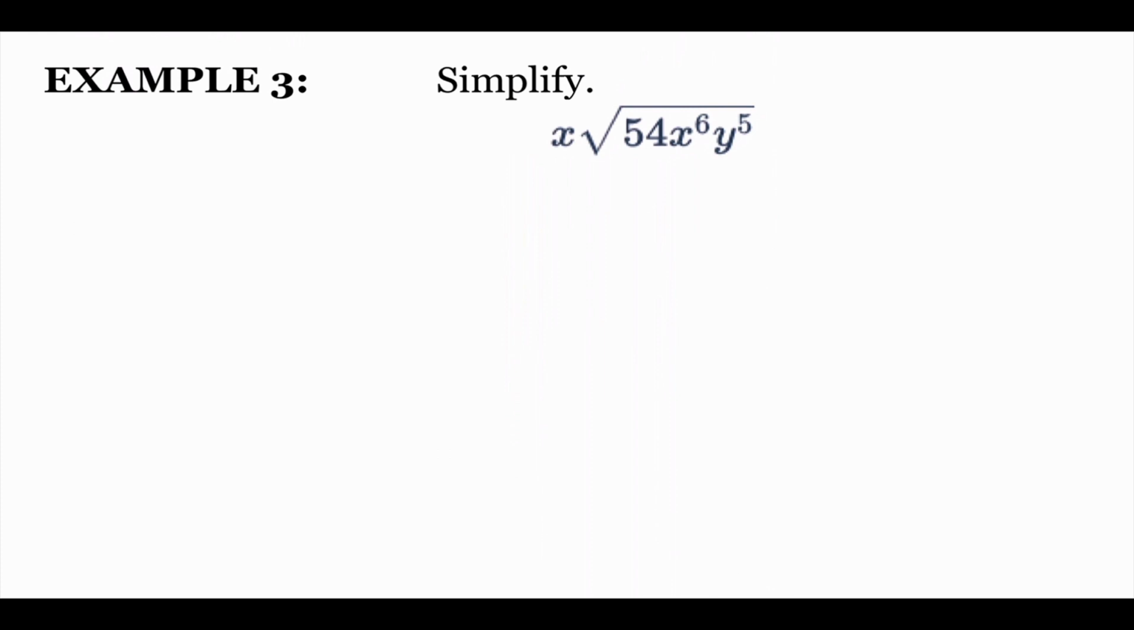Okay, so underneath, we have 54, x to the 6th, and y to the 5th. I'm not worried about the x in front. That's just coming along for the ride. So I'm going to break down 54. That's the first thing. Break down the number. I think 27 times 2, 9 times 6, wherever you want to start is totally up to you. Just keep breaking down until you can't break down anymore. Once you get there, circle.